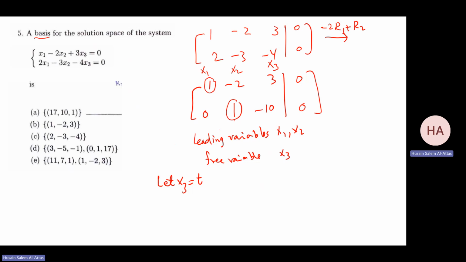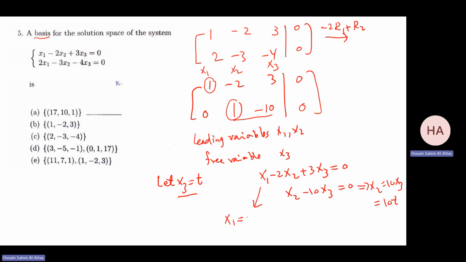Do the calculation now. From here, I have the equations X1 minus 2 X2 plus 3 X3 equals 0, and X2 minus 10 X3 equals 0. I need to write everything in terms of X3. So I'm getting from here that X2 is 10 X3, which is 10t. From here, X1 will be 2 X2 minus 3 X3, and X2 is 10t, so that is 20t minus 3t, that is 17t.